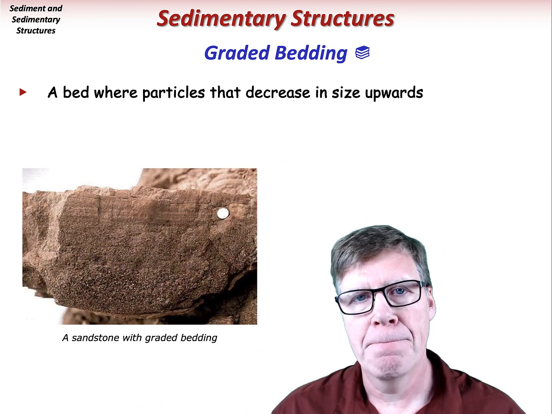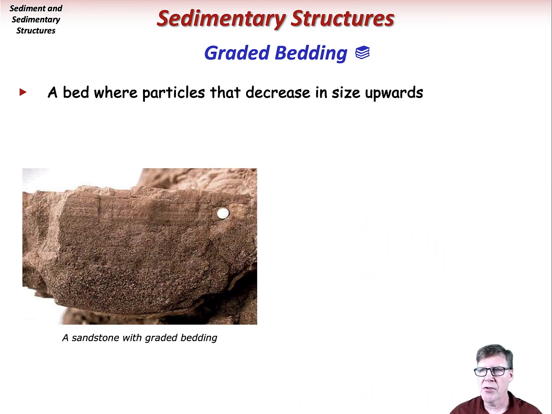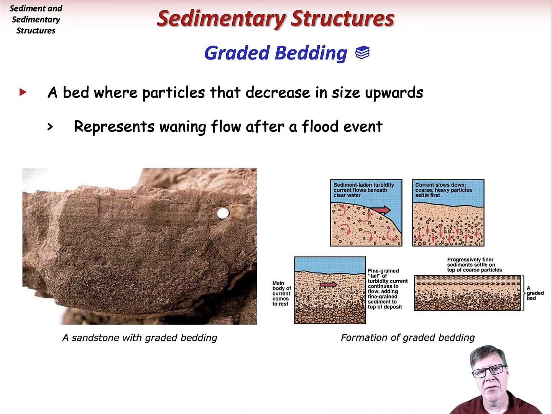Graded bedding is where particles decrease in grain size upwards in a bed. This sedimentary structure represents waning flow after a flood event. During a flood, sediment of all sizes is carried and mixed together by high-energy flow. As the energy decreases, larger particles settle out first, followed by progressively smaller particles, and eventually forms a graded bed.